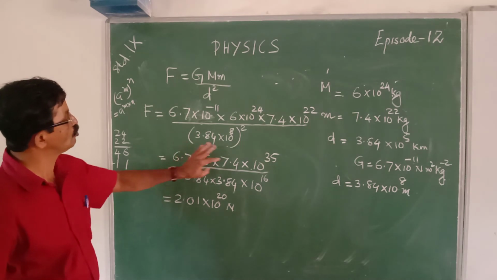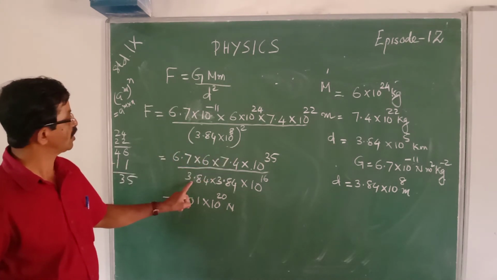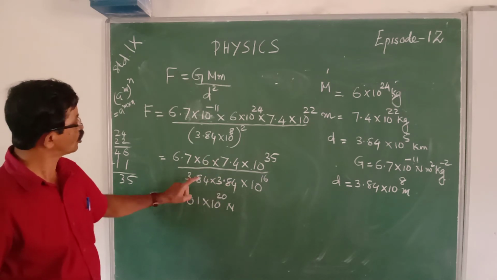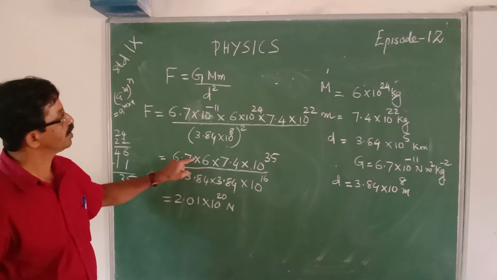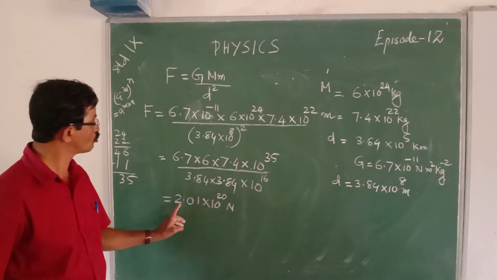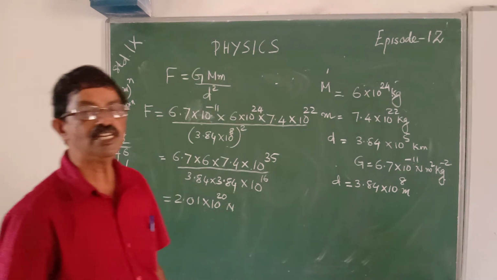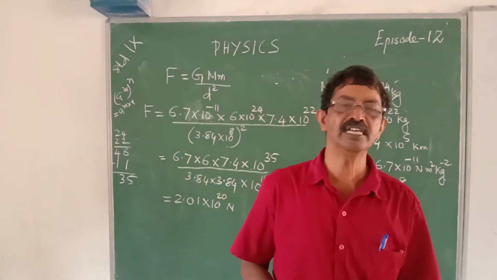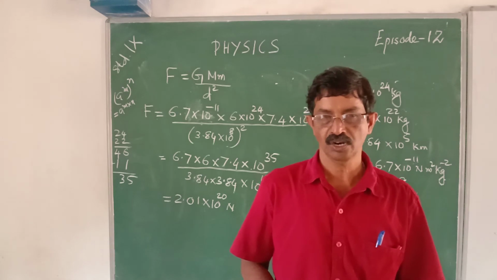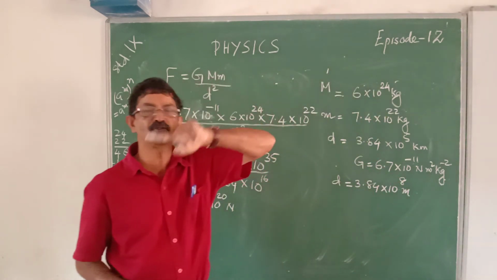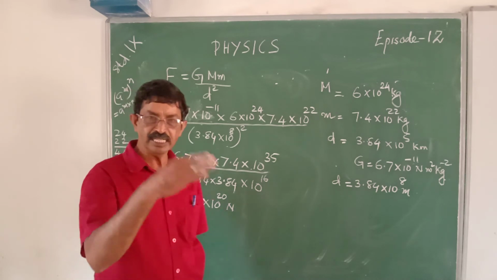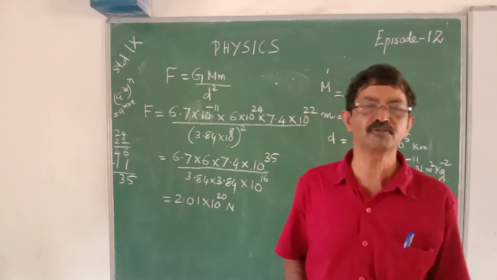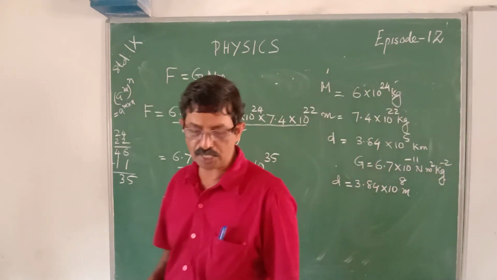You want to multiply these three, and after multiplication, this 2 you want to multiply and divide with this one, this with this one, and by simplifying again we get 2.01 into 10 raised to 20 Newton, which is the force exerted by Earth on the moon. Centripetal force is the force that keeps a body in its circular path. Here that centripetal force is provided by the gravitational force.